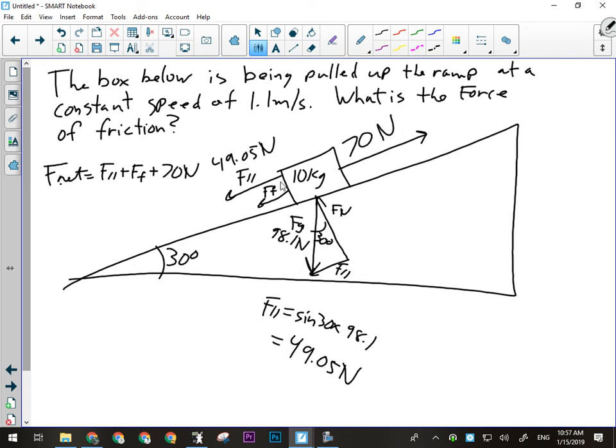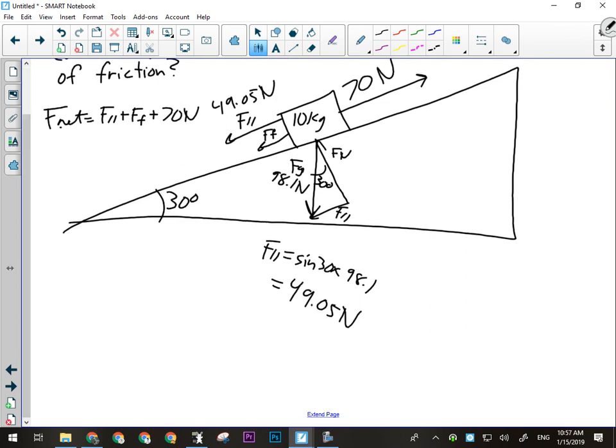What's my net force? 0. My net force is 0 because it says it was moving at a constant speed of 1.1 meters per second. So I know that 0 equals 49.05 plus the force of friction, which I don't know, plus 70 newtons. Now, I have to make this negative, because the 70 newtons is up the ramp and F parallel is down the ramp. So I do need to indicate the different directions using positives and negatives.